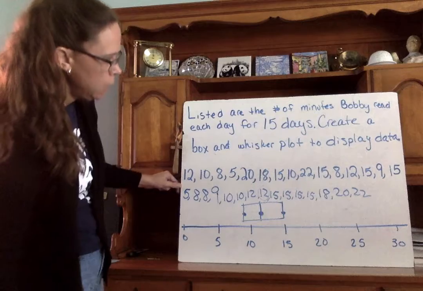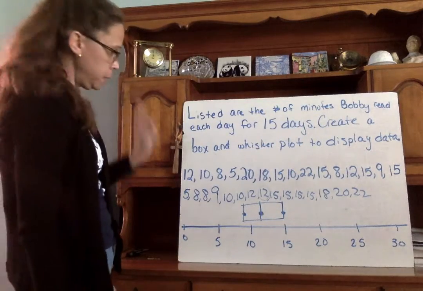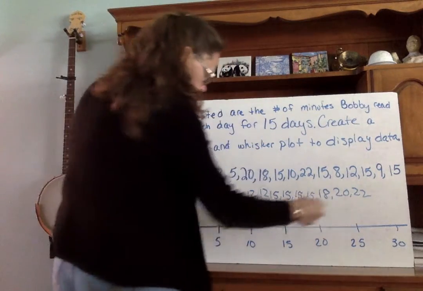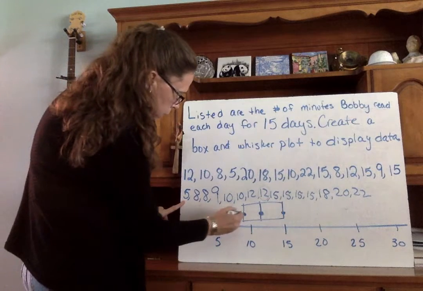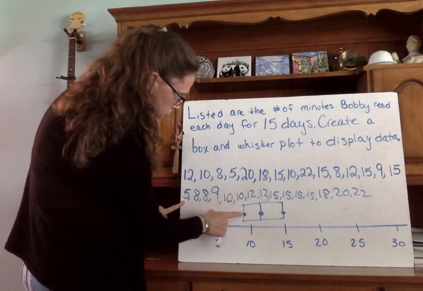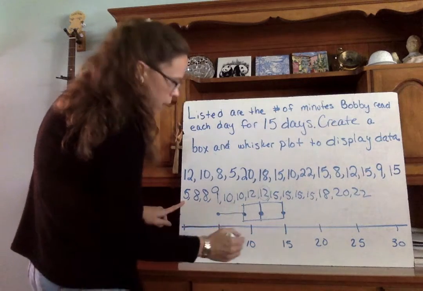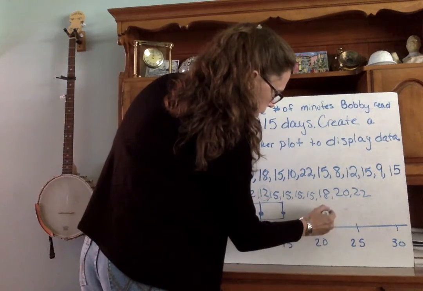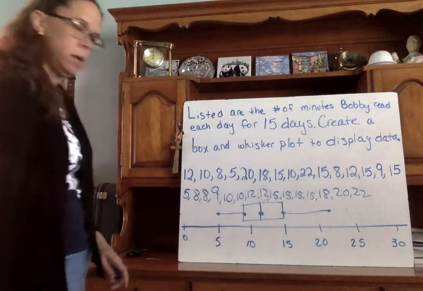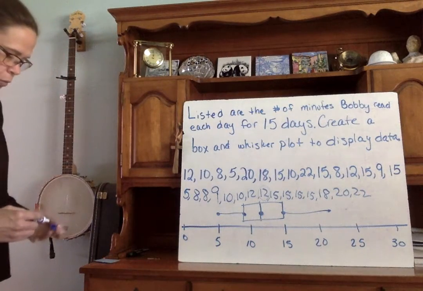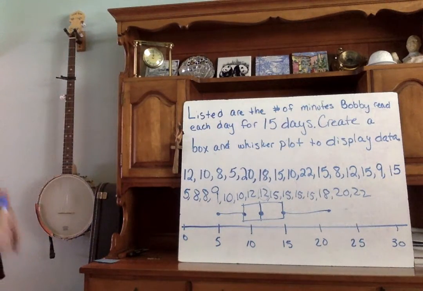Now, our whiskers come from the lowest number and the highest number. 5 is the lowest, one whisker. Whoops, that didn't match up, did it? And then highest is 22. That's about here. So there's the box and whisker plot for this set of data.